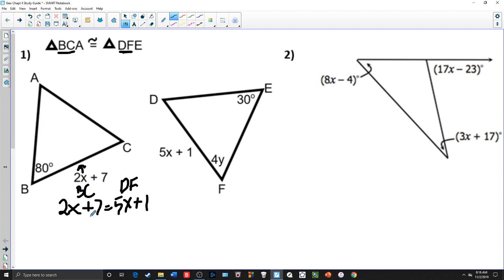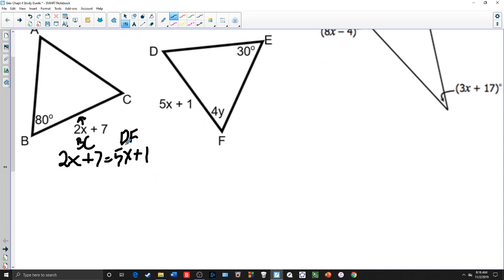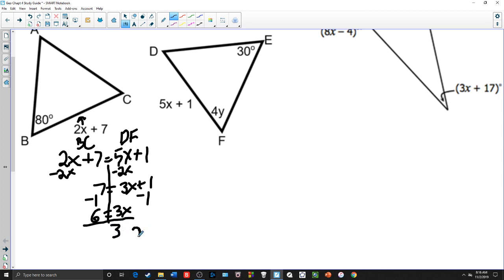So when you pick a side, write it down, write down the letters, and then look on the other triangle and think, okay, what position letters do I need? Here it was first and second, so over here I also need first and second. So that's where I get my 5x plus 1 from. And then now it's just simple algebra. You subtract 2x from both sides, so it's 2x, 2x. You get 7 equals 3x plus 1. Take away the 1. You get 6 equals 3x. And then you divide it all by 3, and you get 2 is equal to x. And then you're done. So once you get your equation set up, it's just simple algebra to finish it out.